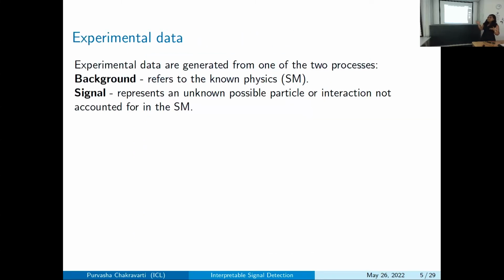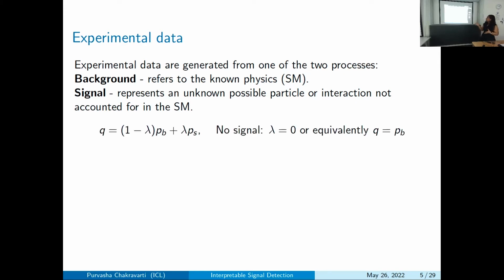If you think about this data, you can think of it as coming from 2 different processes. The first process is the background process. Background here refers to anything that is explained by the standard model, right? In this case, the standard model includes the Higgs boson particle. So it's anything explained by the current standard model as it stands. Signal represents anything that could be an unknown particle, or an unknown interaction between particles. Anything that's unexplained by the standard model, we'll call signal. So that's the background and the signal.